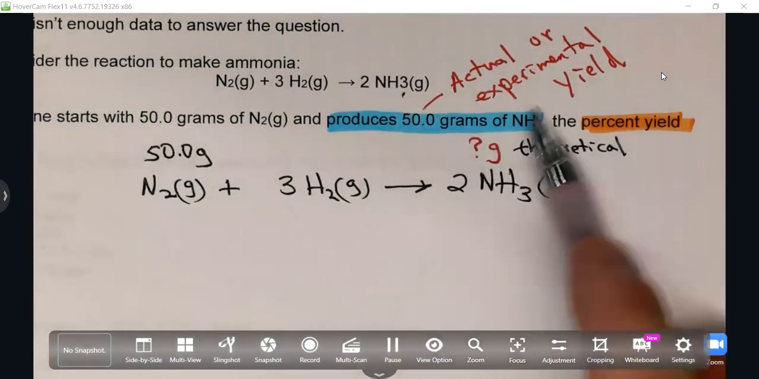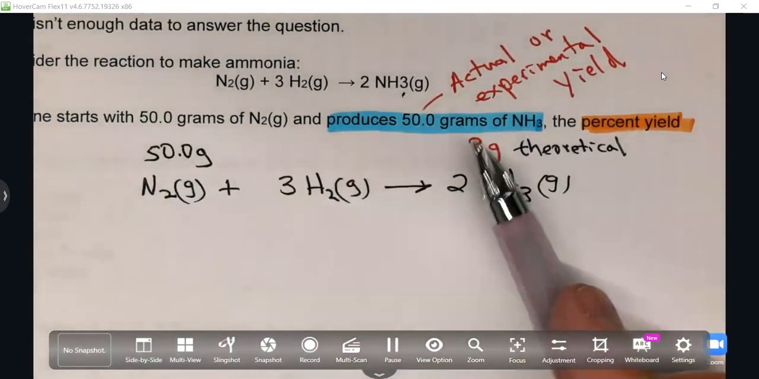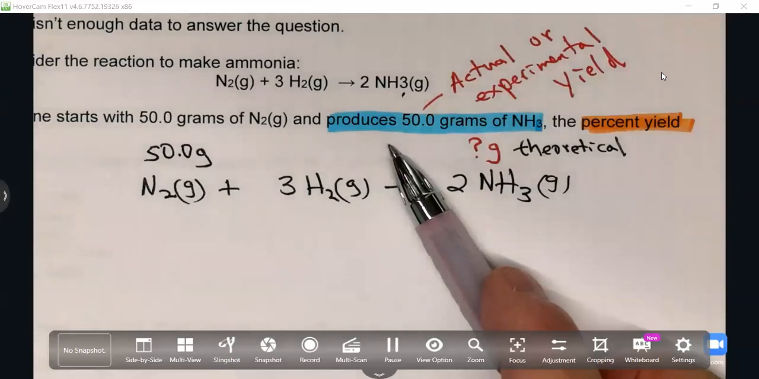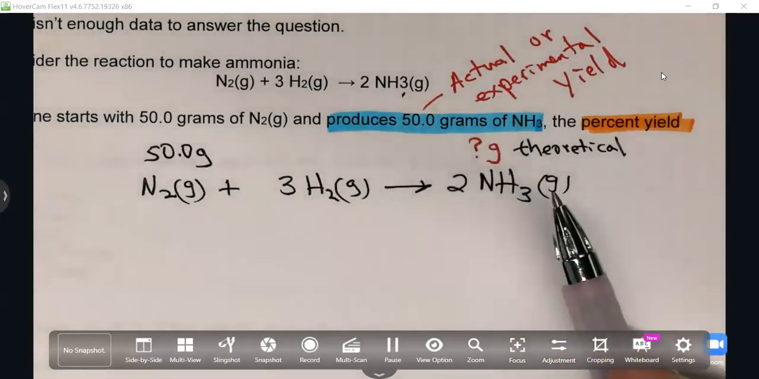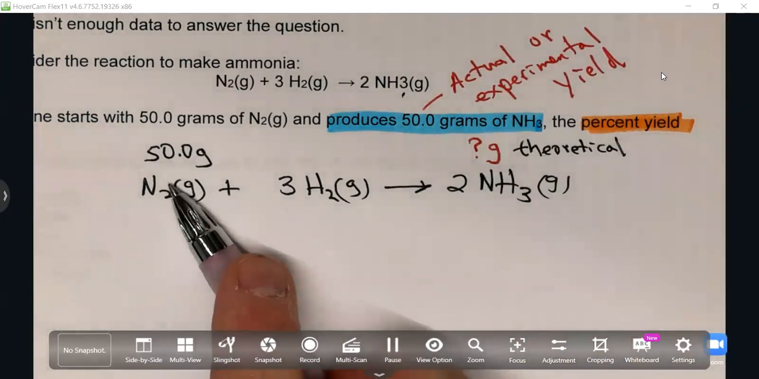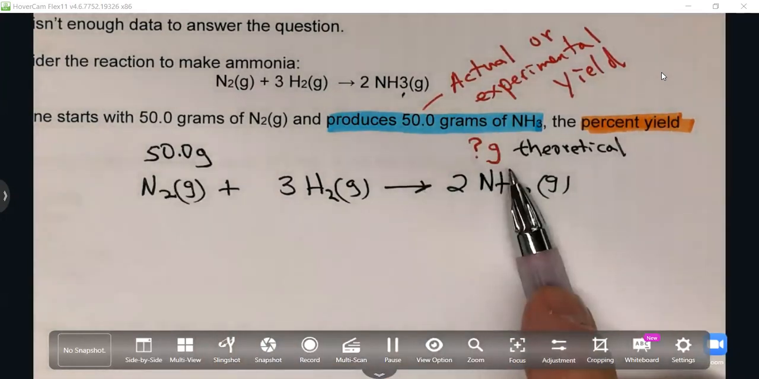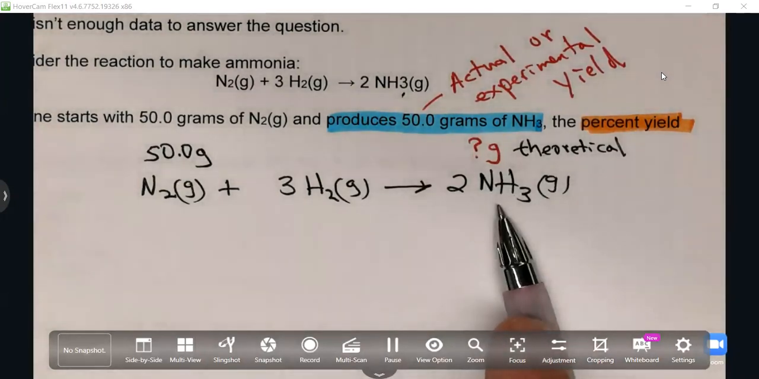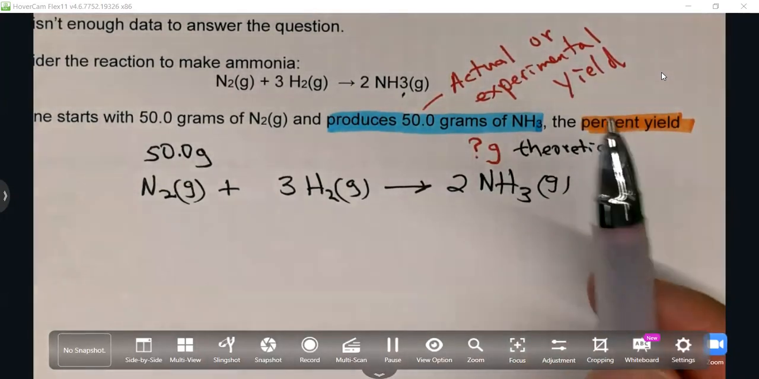Now, again, when you do this in lab, you're going to lose stuff, right? And things just go awry. You don't get the perfect amount of grams that you're looking for. So we need to calculate, this is going to be back to the original problems we've done then. How many grams of NH3 should we get if everything goes perfect? 50.